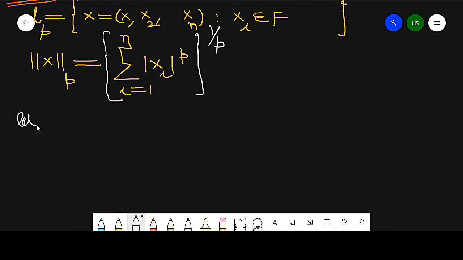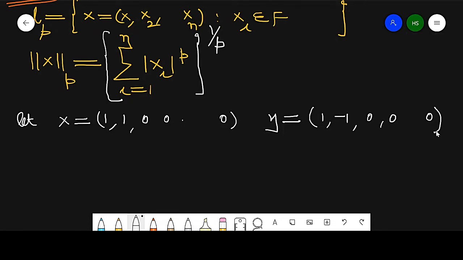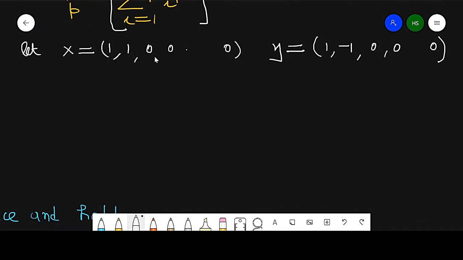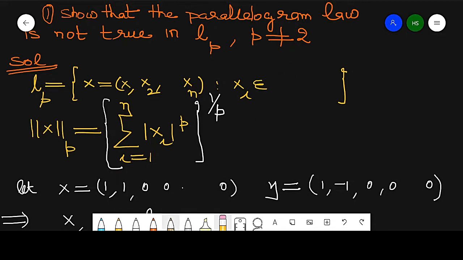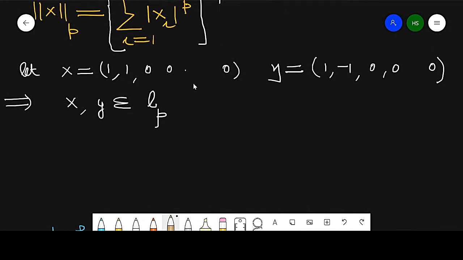Now I take two vectors: x = (1, 1, 0, 0, and so on up to 0), and a second vector y = (1, -1, 0, 0, and so on up to 0). Because the entries are real numbers, x and y belong to LP space, where the field is the set of real numbers.